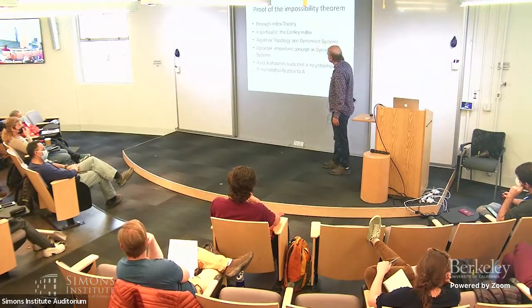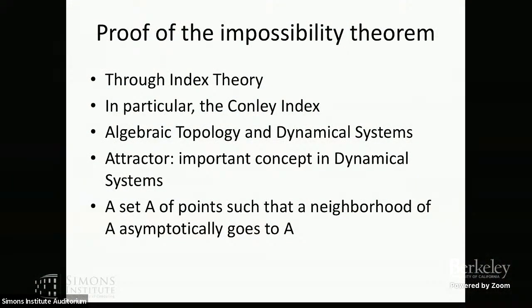The proof of the impossibility theorem uses something from algebraic topology called index theory. In particular, the Conley index. So this name you'll hear again. It uses knowledge from algebraic topology and dynamical systems.